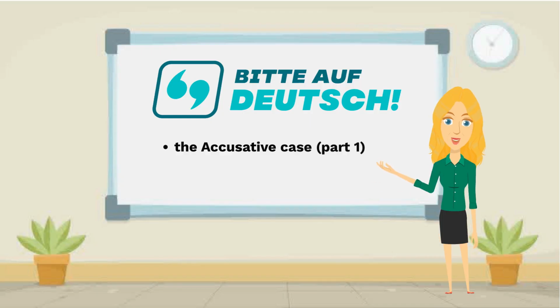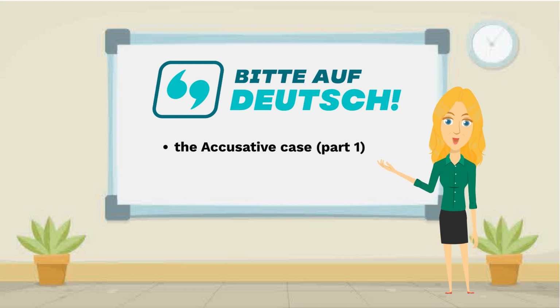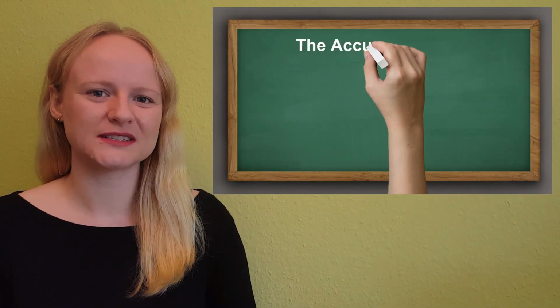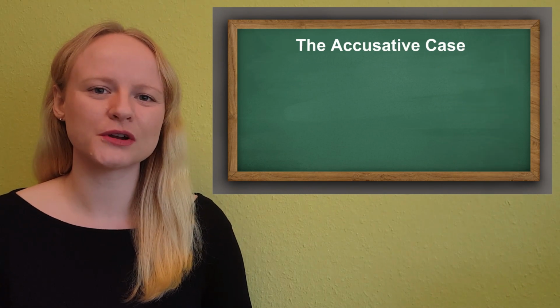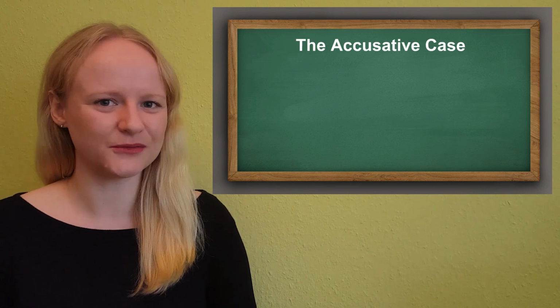Hi everyone! This lesson is all about the accusative case in German and how you can use it to talk about your day-to-day activities. But before we dive into new vocabulary, let's have a look at the theory first. Verbs with accusative objects are extremely common in German. The accusative case is one of 4 German cases: nominative, genitive, dative and accusative.